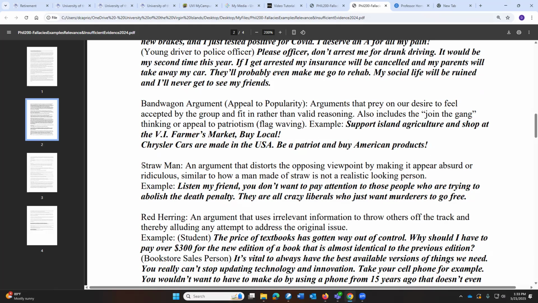Then we have the straw man argument. This is an argument that distorts the opposing view by making it appear absurd or ridiculous. All right. Like as if a man made out of straw is not a realistic person. You make it look so unrealistic. But in reality, all you're really doing is creating an opposition that really is not very accurate.